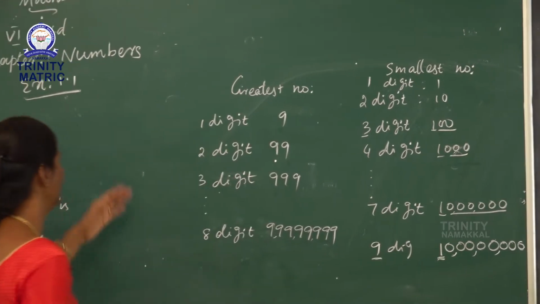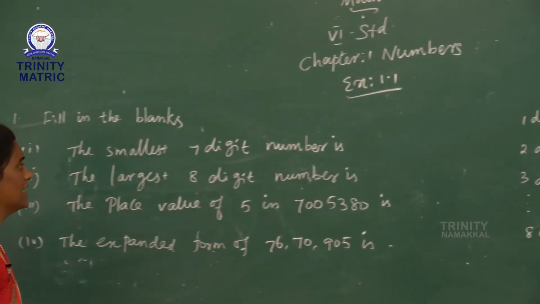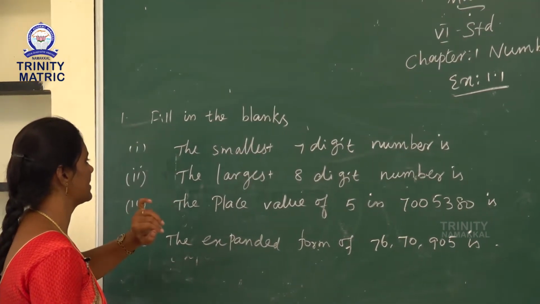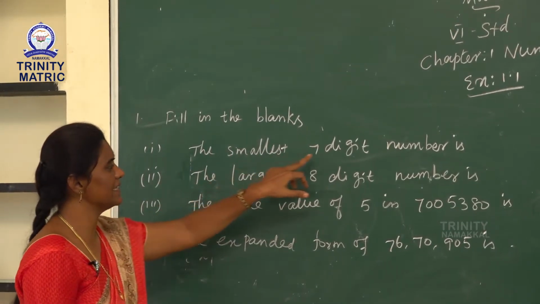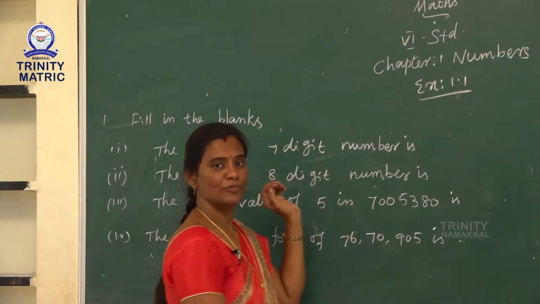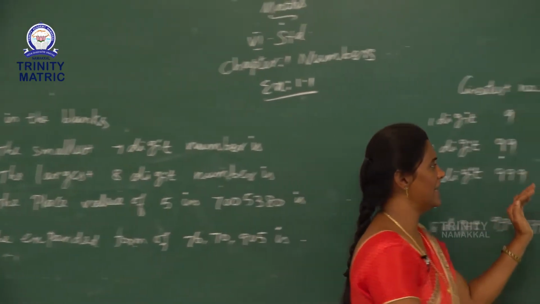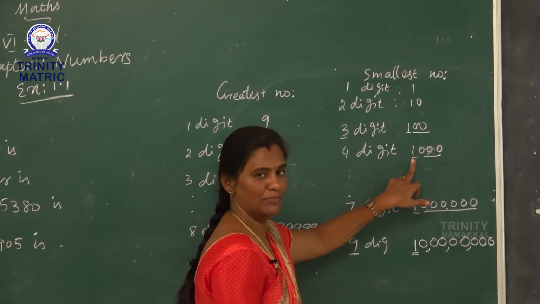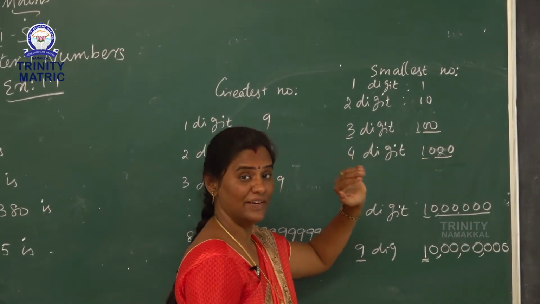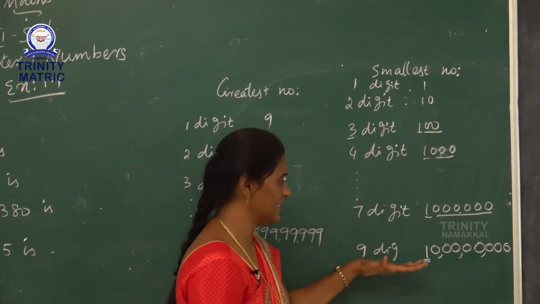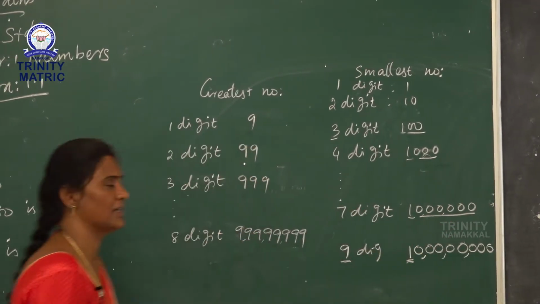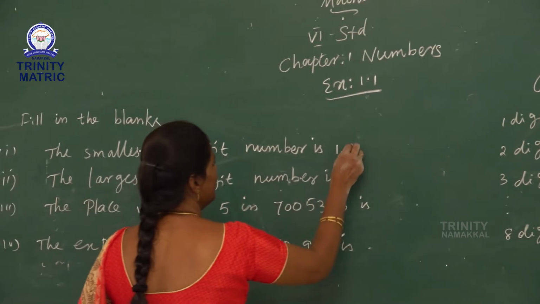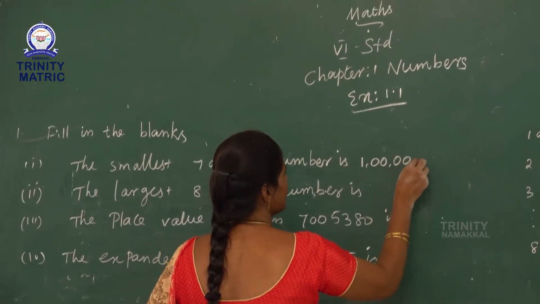Okay, now we move on to exercise 1.1. Fill in the blanks. What is the smallest 7 digit number? All the smallest numbers start with 1. See here, the smallest 7 digit number is 1 with 6 zeros. See here, 1, then we write 6 zeros.